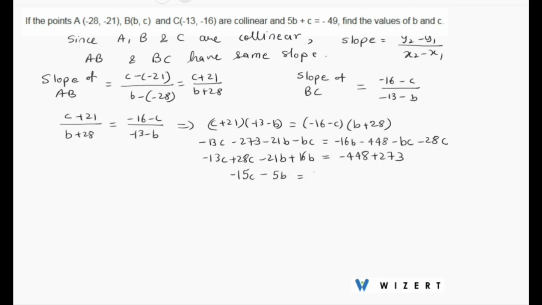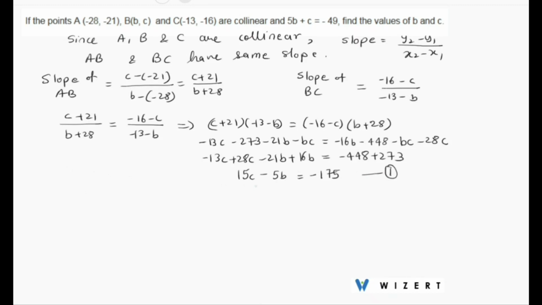equal to minus 448 plus 273. This is plus 15c, not minus 15c. 8 minus 3 is 5, 14 minus 7 is 7, and 3 minus 2 is 1. So all of this is equal to minus 175. Minus 175. This is equation 1.